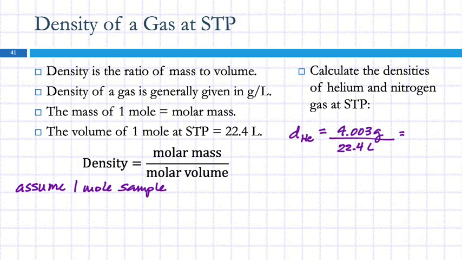0.003 divided by 22.4, 0.179 grams per liter.